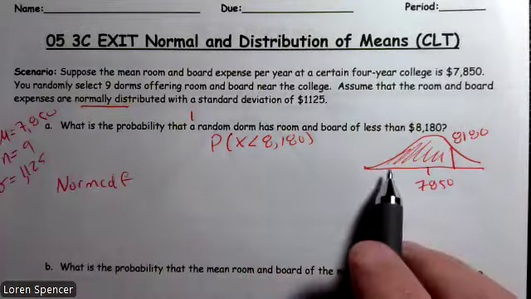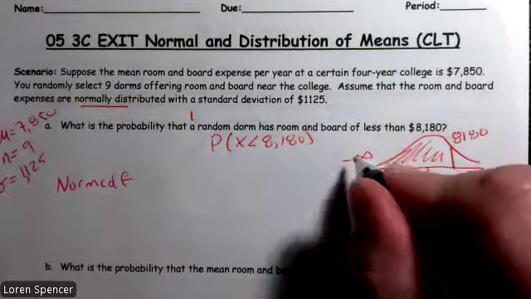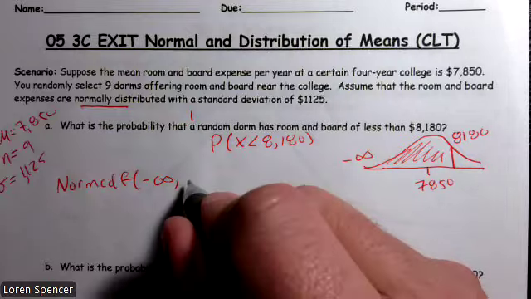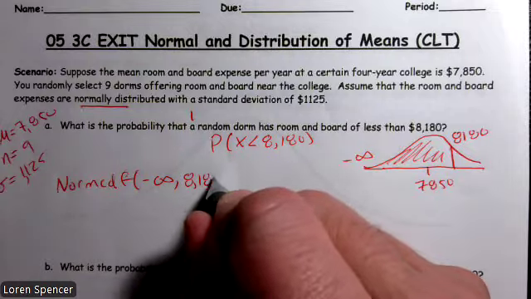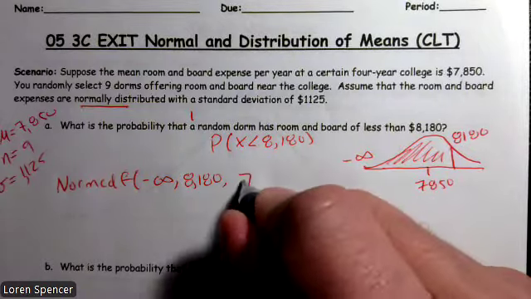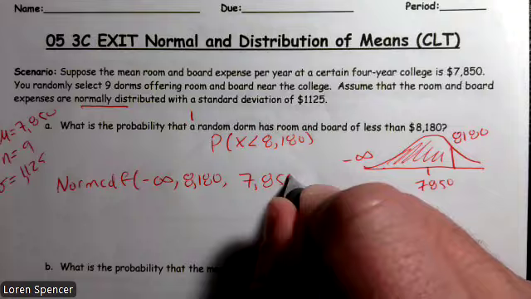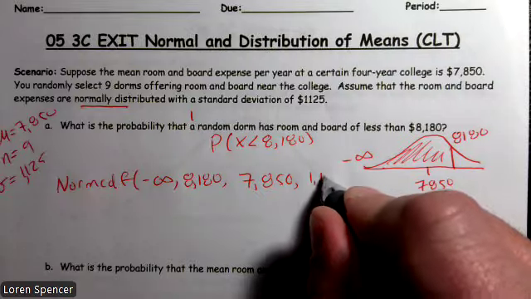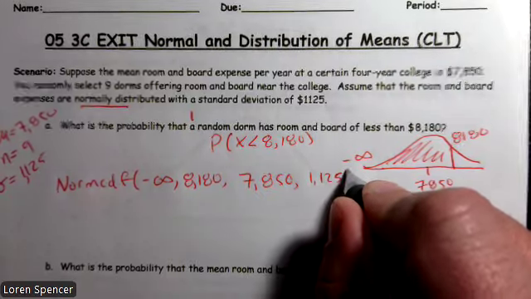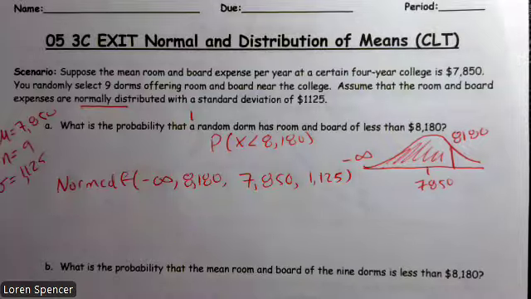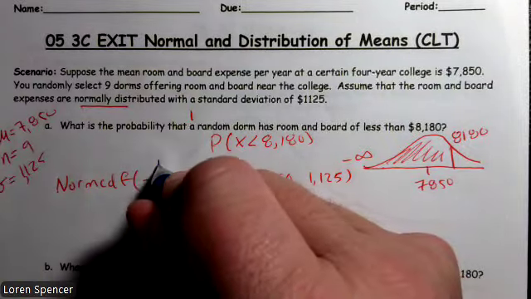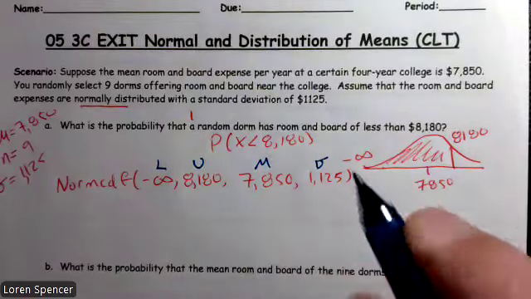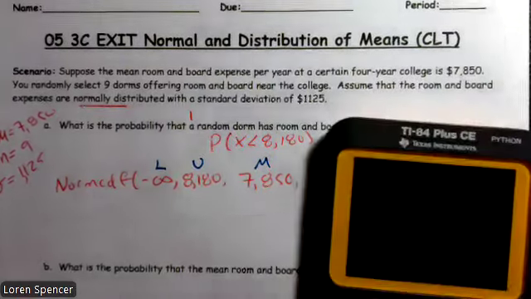So we want the probability that X is less than 8,180. Well, this is a normal CDF, and please remember it goes to negative infinity. We stop shading at 8,180. We have a mean of 7,850, and we have a standard deviation of 1,125. We don't even need our sample size for this problem. Lower, upper, mean, standard deviation, right? Always get your labels in there.